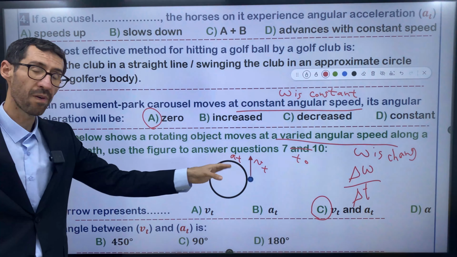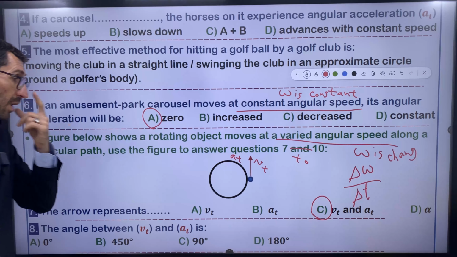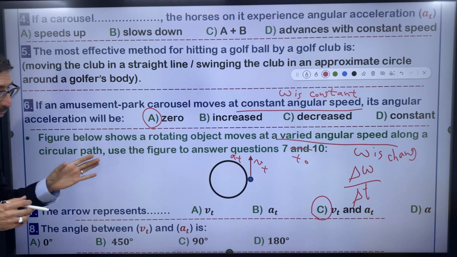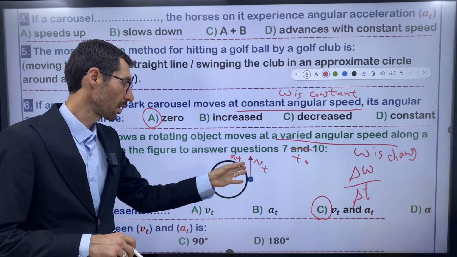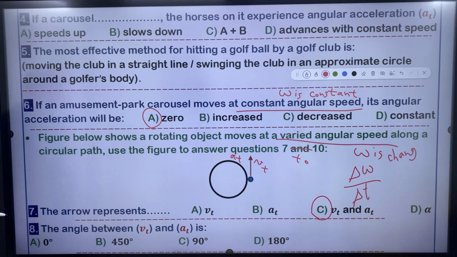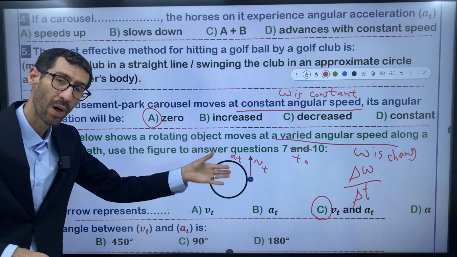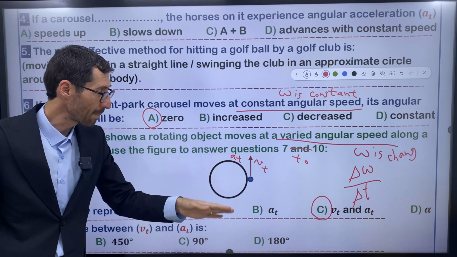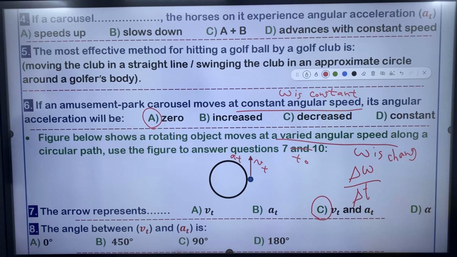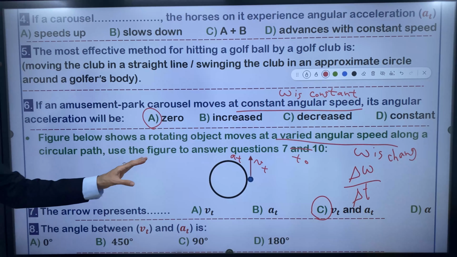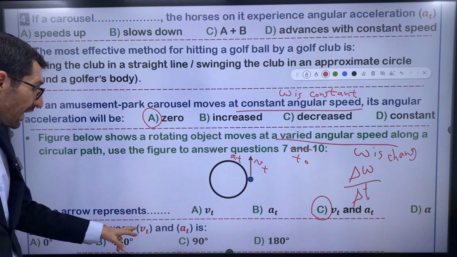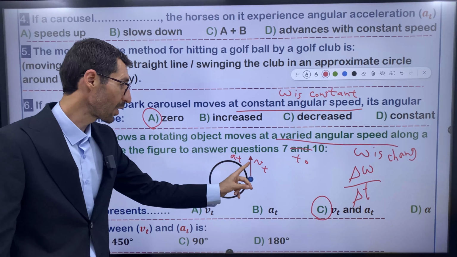By the way, in value, they are different. But whenever you want to draw a vector, they have the same form, they are parallel to one another, they overlap each other, right? So that's why this arrow becomes VT and AT simultaneously. Number 7, the arrow, I wrote the answer for you. I chose the answer.